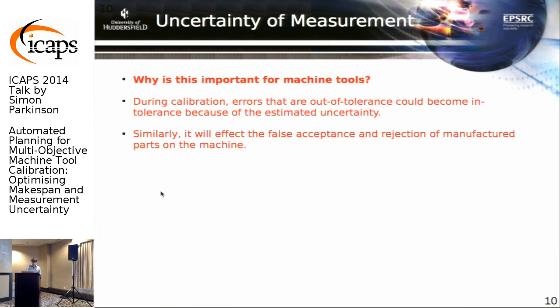During calibration, errors that are out of tolerance could become in tolerance just because of the estimated uncertainty. And similarly, it'll affect the manufactured parts of the machine, because if the machine's errors have been passed off as being within tolerance, but actually are not because of the uncertainty, then everything made on the machine could also be out of tolerance.